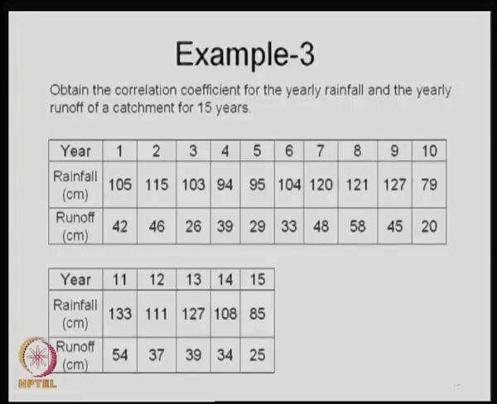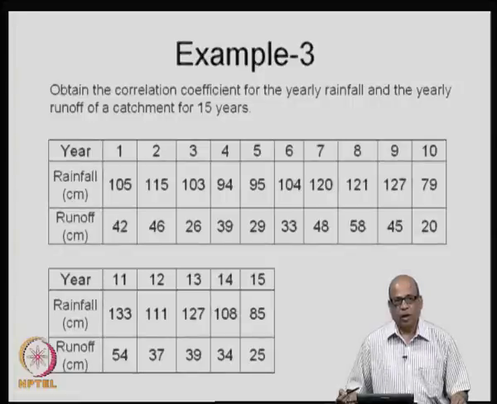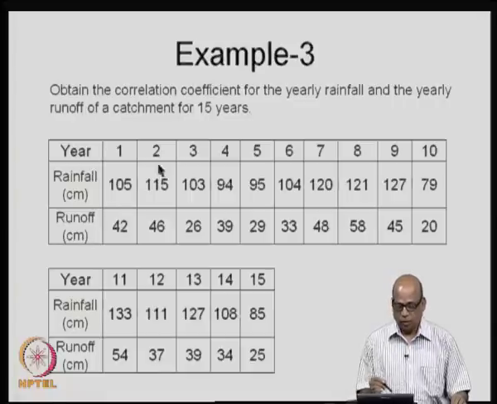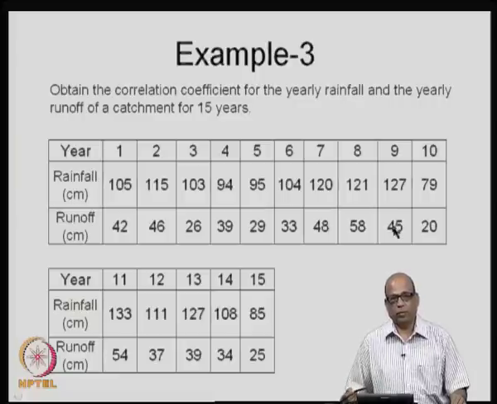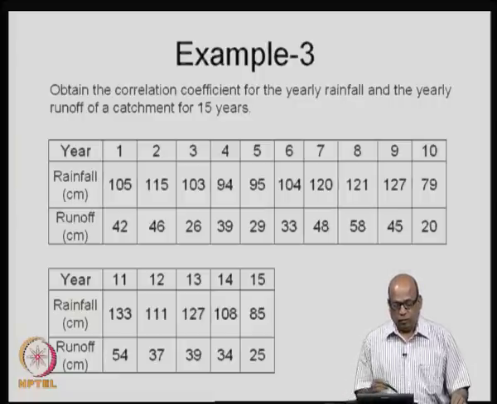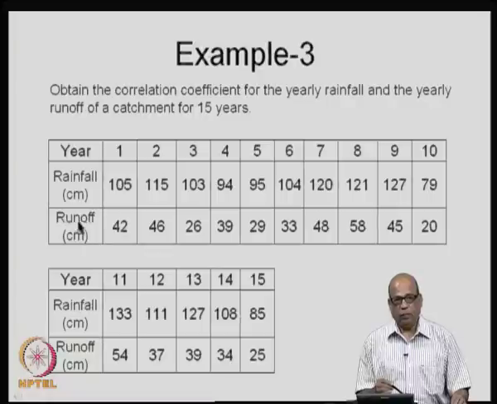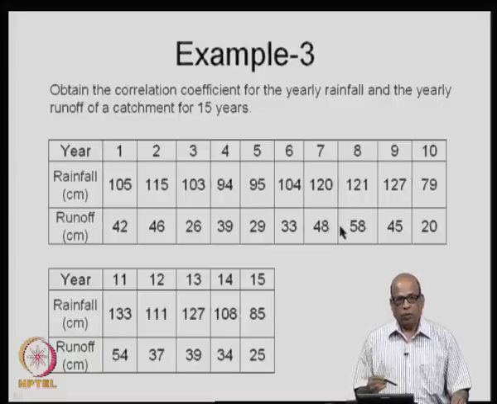Let us do a simple example now. Let us say you have rainfall at a particular location and the associated runoff. We have 15 observed values, maybe 15 years of observed values. The rainfall values are in centimeters and the runoff values are also in centimeters. This runoff that we are talking about is in fact generated by this rainfall. So, in the first year you have 105 centimeters of rainfall that has generated 42 centimeters of runoff and so on.